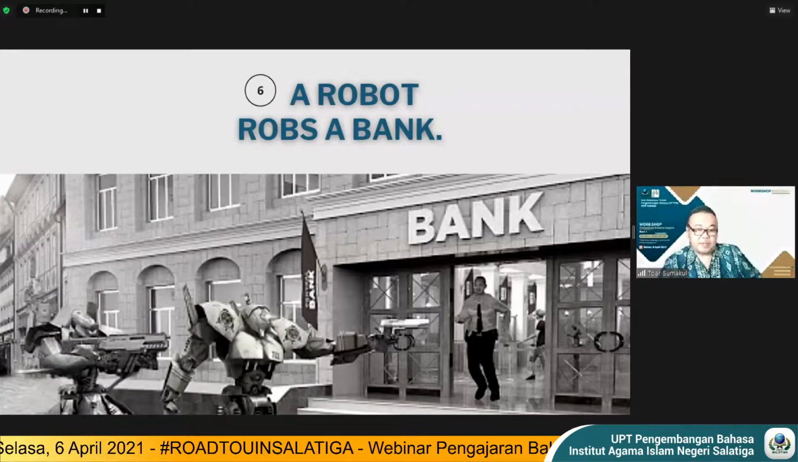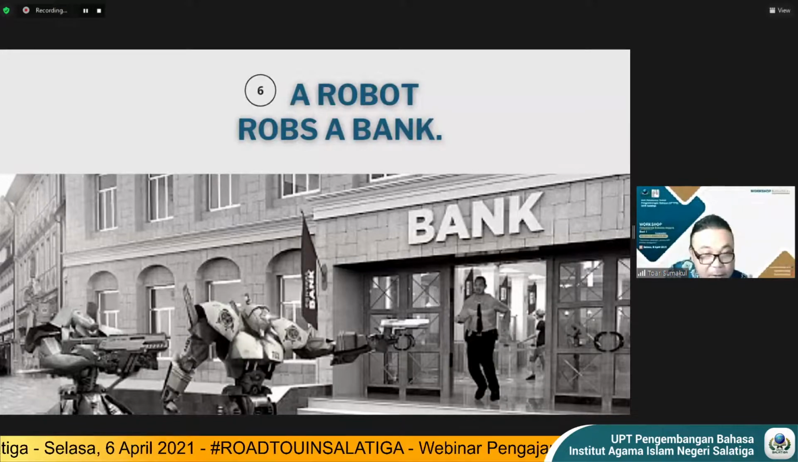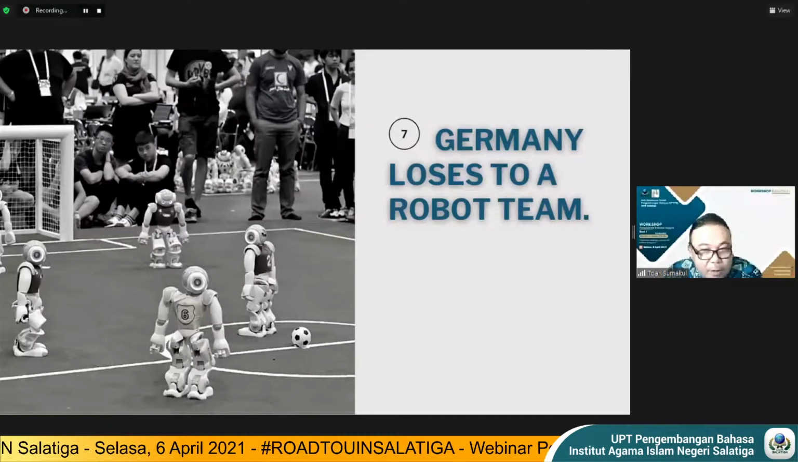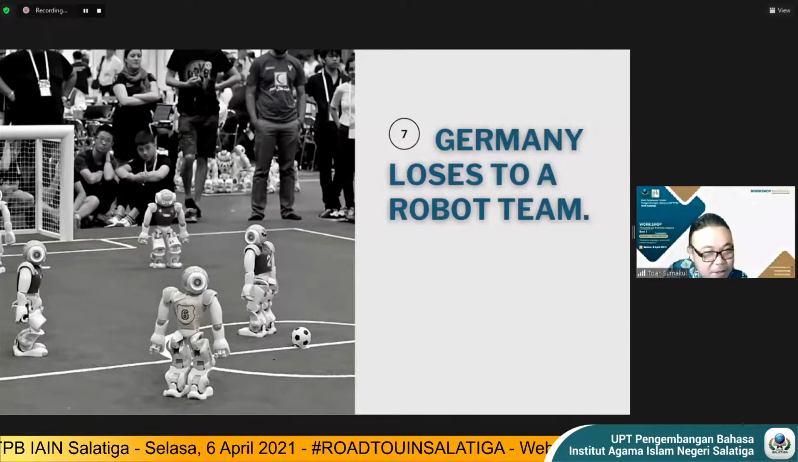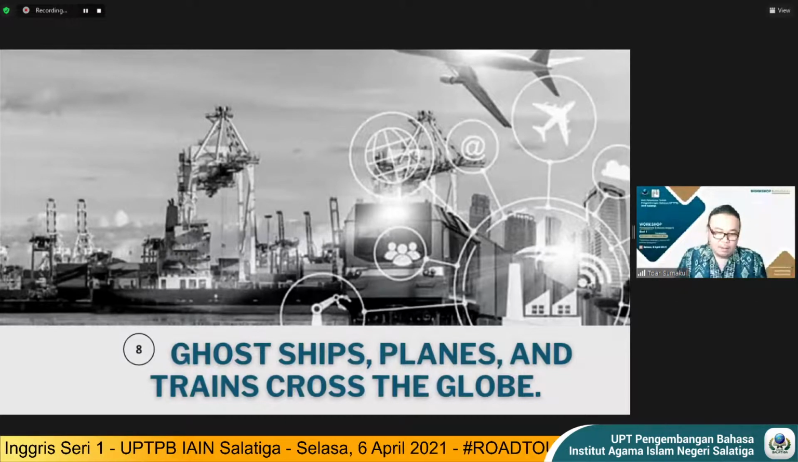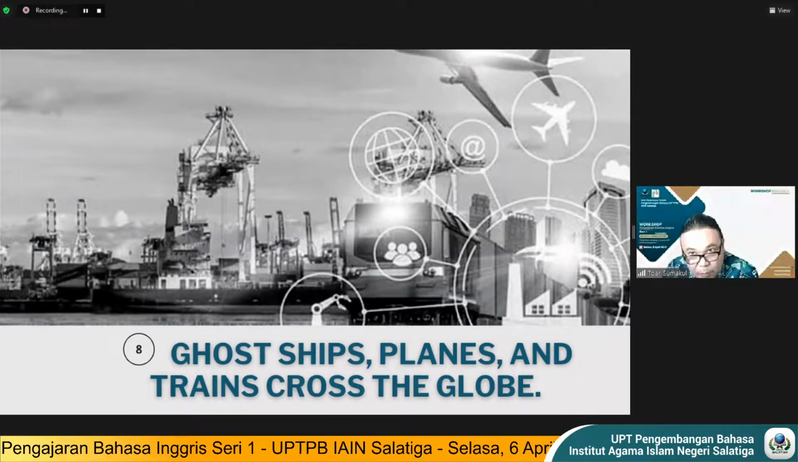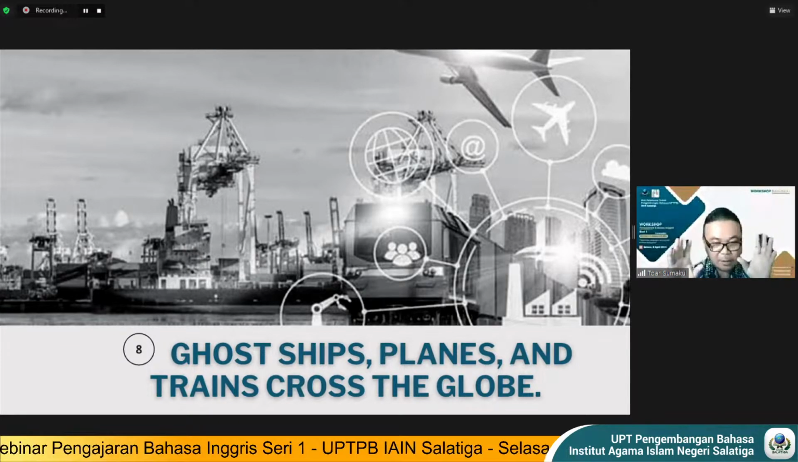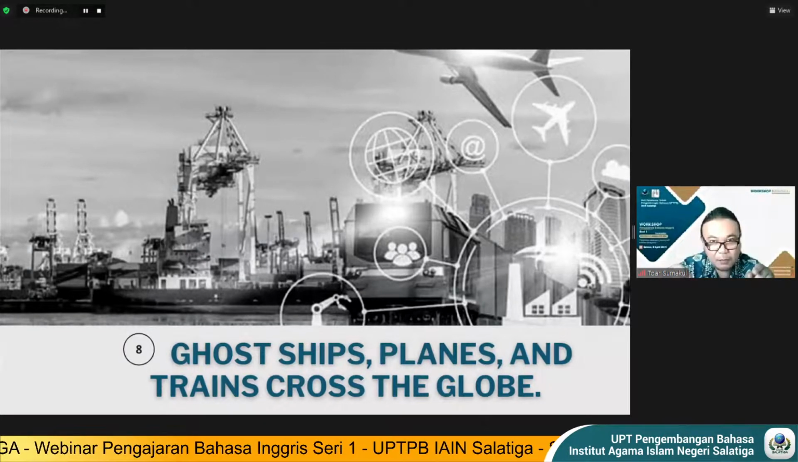Next, a robot will rob the bank. It's not in the form of a Terminator like in this picture, but with a program. Number 7, human teams will lose to robot teams in sports. Number 8, not only cars, but even ships, planes, and trains. So the joke in the beginning of this pandemic, when you remember the picture of pilots, in the future, this will be real.